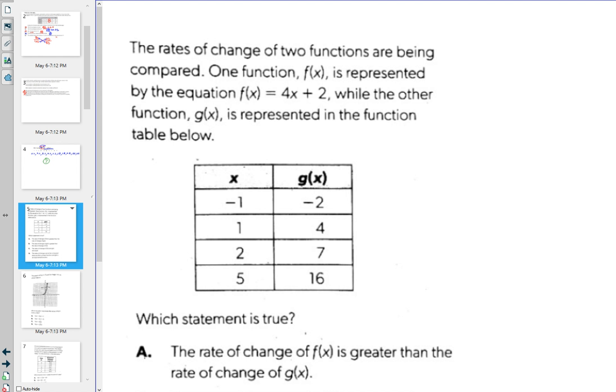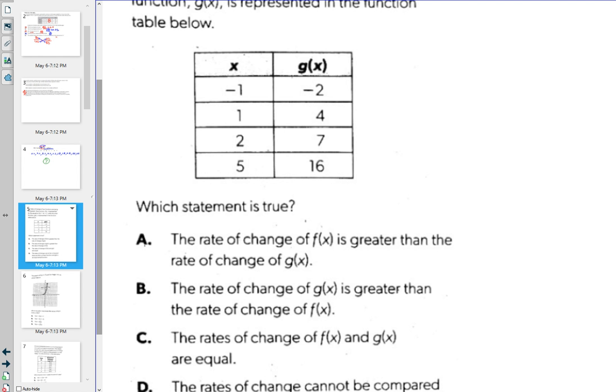All right, the rates of change of two functions are being compared. One function f of x is represented by this equation. What type of function is that? Linear, that's a good word, very good. And then g of x is represented by the table below. Which statement is true? That the rate of change of f of x is greater than the rate of change of g of x. All right, so we're just comparing rates of change.